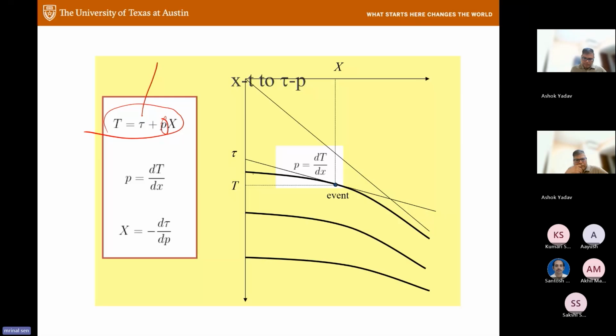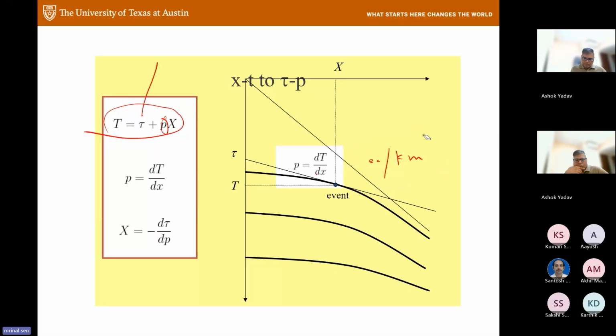So these are your reflection hyperbolae, and the tangent of this would be your p. So what is the unit of p? It's basically intercept, I think. Intercept is tau. p is the ray parameter. So slowness, what is this? It's the inverse of velocity. Yeah, exactly. So this is seconds per kilometer.